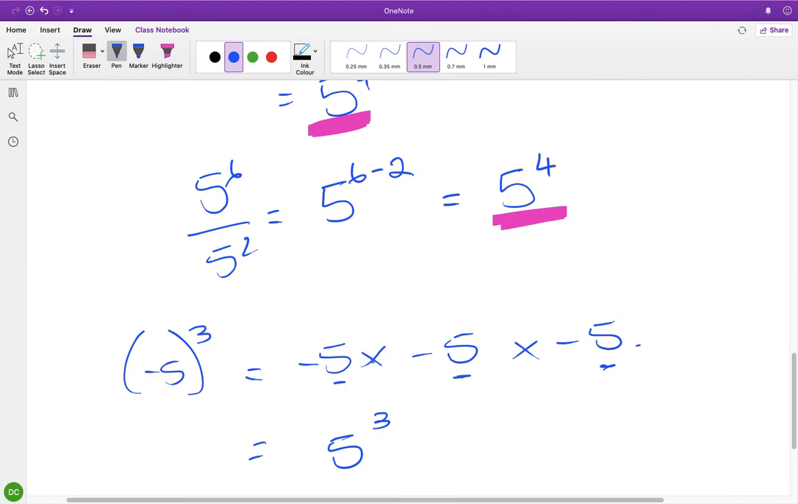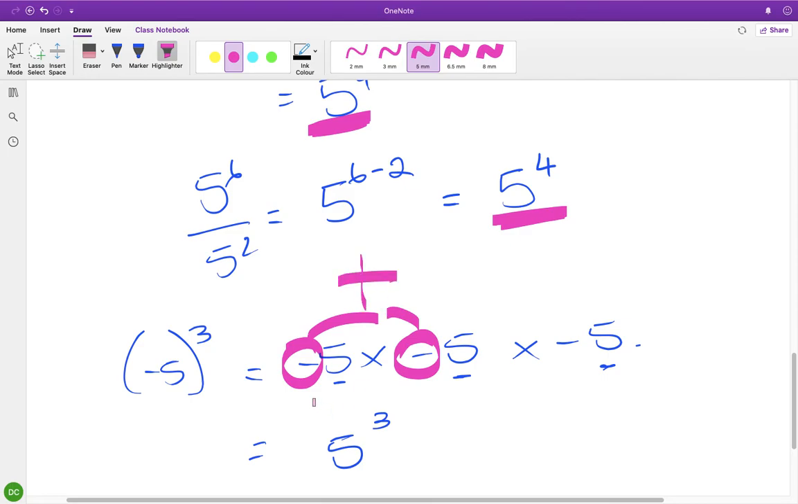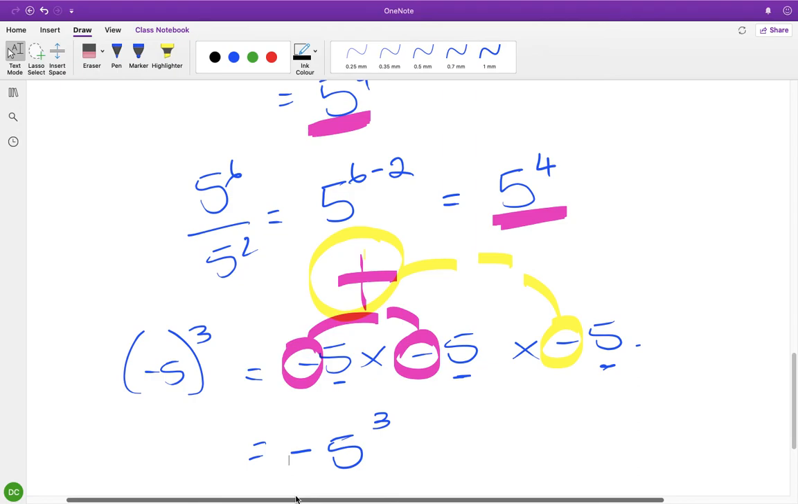Then you have to look at the signs. Okay, so again, we did lots of work on signs last year. So you have a minus, and when you multiply two numbers with the same sign, you get a plus. Okay, so these first two minus 5s will combine to make a plus. But then you're going to take this plus and multiply it with this minus, and when you do different signs, that gives you a minus, which means overall the answer to this would be a negative 5 cubed.